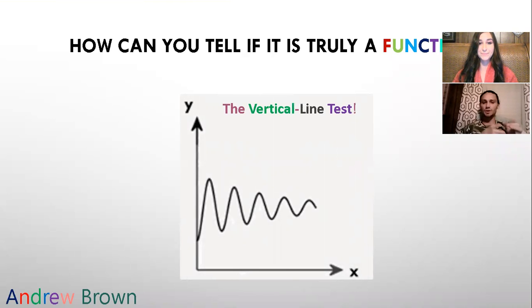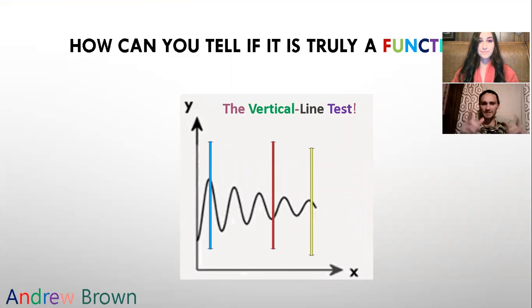You can see the three vertical lines right here, here's one, here's two, here's three, to tell you whether or not the graph is truly a function. These lines that are randomly placed on this graph only intersect the graph once. So this means that the graph is indeed a function, since the vertical lines don't intersect the graph more than once. That's a pretty neat way to tell.